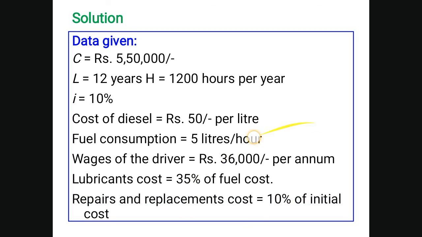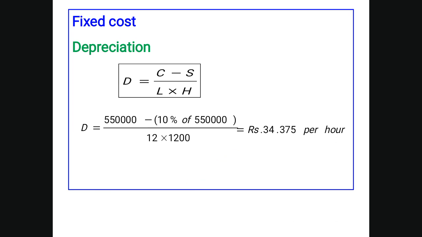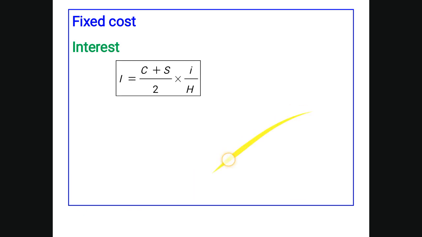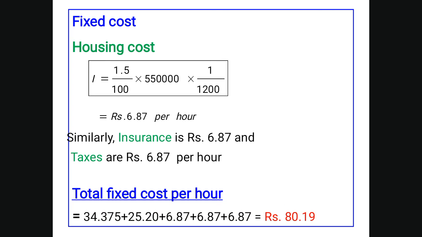Now on the basis of this, we first find the depreciation. By this formula, we get 34 per hour. Now the fixed cost: interest, then housing cost taken as 1%, insurance similarly taken, taxes also taken, and the total fixed cost is 80.90 rupees per hour.